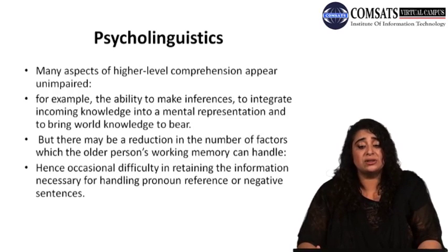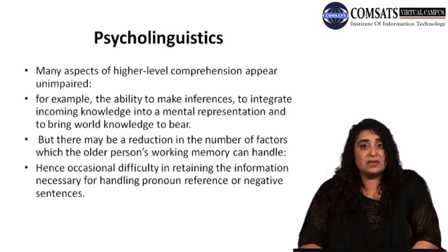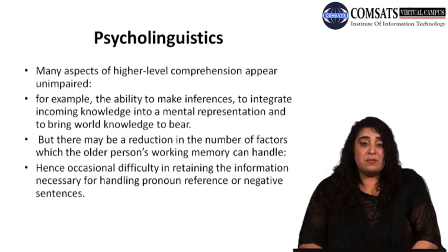Now, there may be a reduction in the number of factors which the older person's working memory can handle. Their working memory gets a little weak, and their permanent memory also goes weak. They can't retrieve material as easily or as quickly as a younger person can. They remember things in bits and parts, skipping most of the areas. That would create difficulty for them to comprehend a language or produce it.